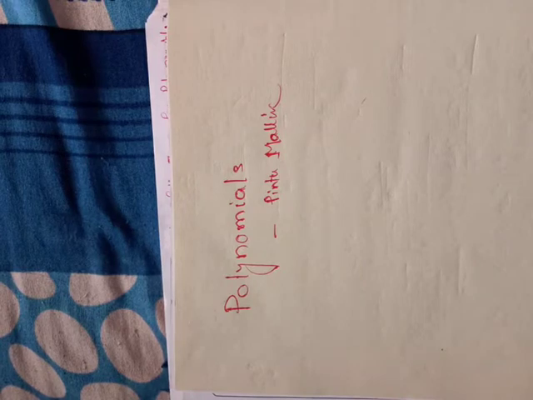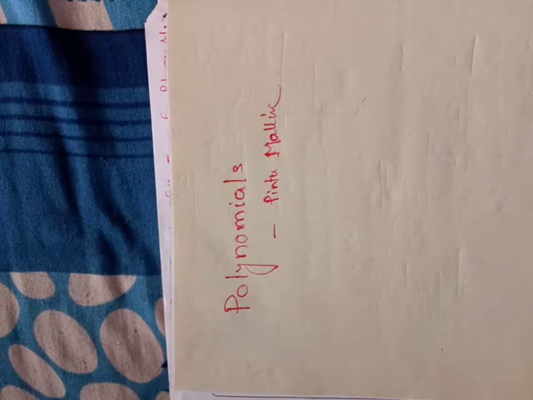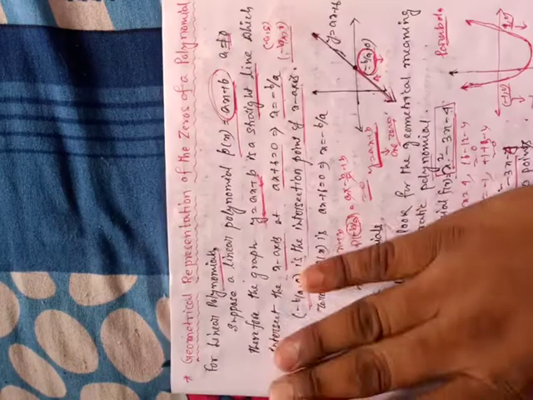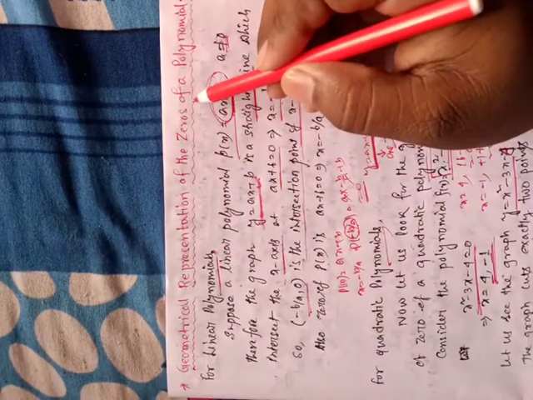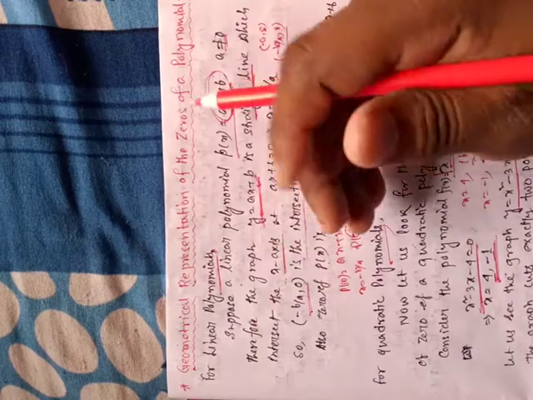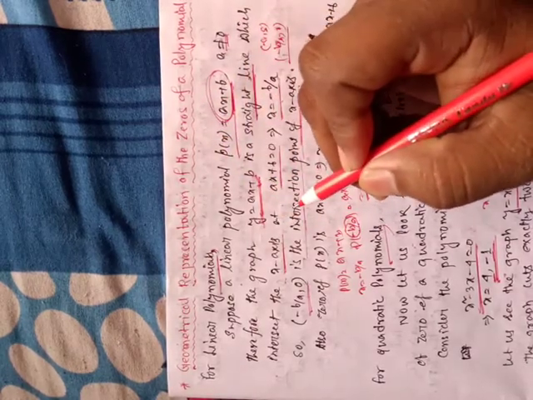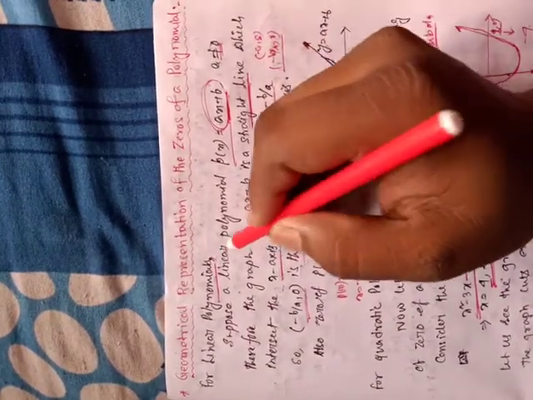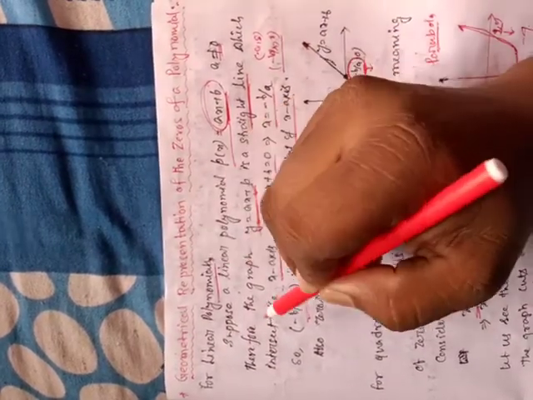Now we have discussed in our previous videos up to zeros of a polynomial. Now we are going to discuss the geometrical representation of the zeros of a polynomial. Okay, let's get started. Geometrical representation of zeros of a polynomial. That means what is the geometrical view of a polynomial's zeros. So let's start from the linear polynomials.